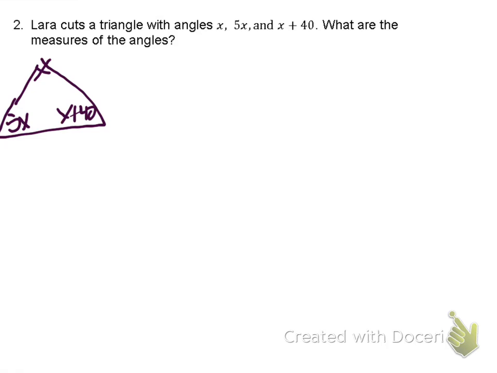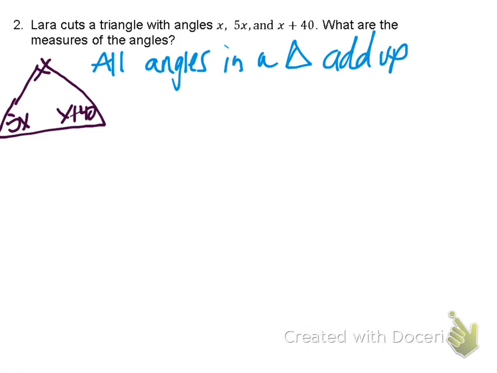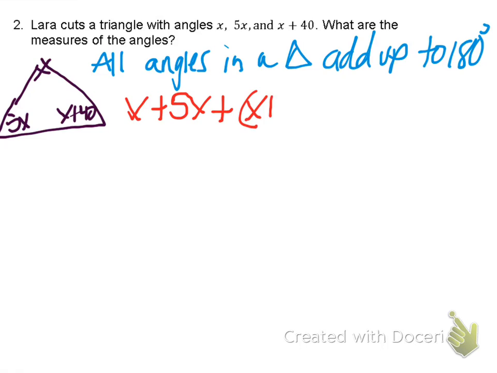We know that all the angles in a triangle add up to 180 degrees. So we can write an equation here with x plus 5x plus x plus 40. Those are three angles, and they should equal 180 when they're all added up. So now we can go back and solve for x.